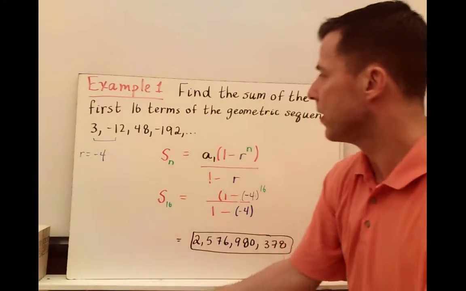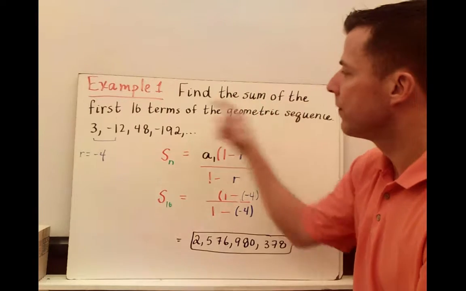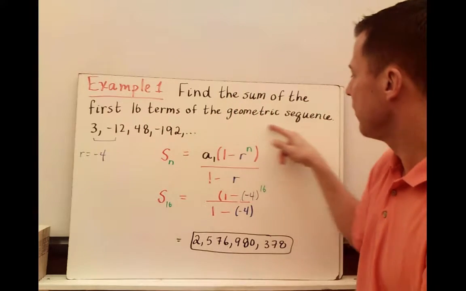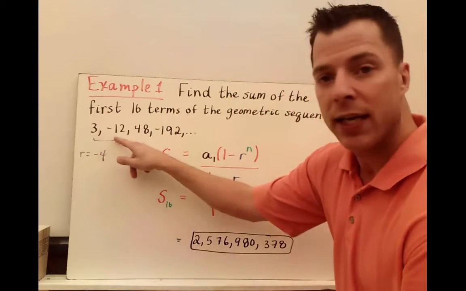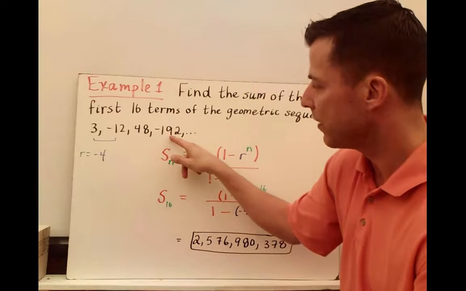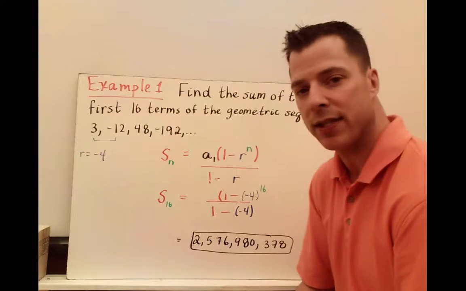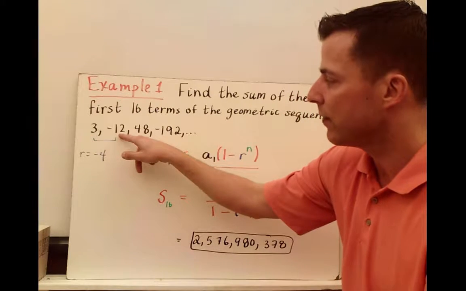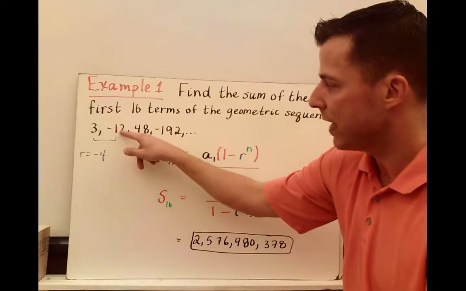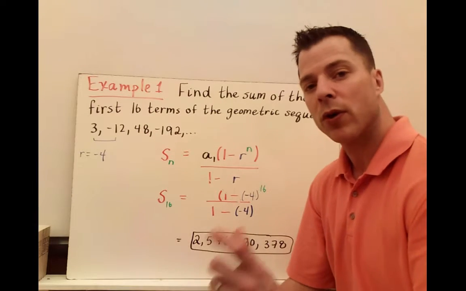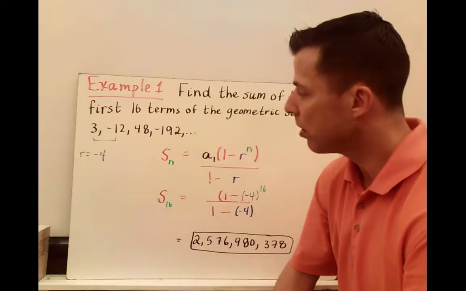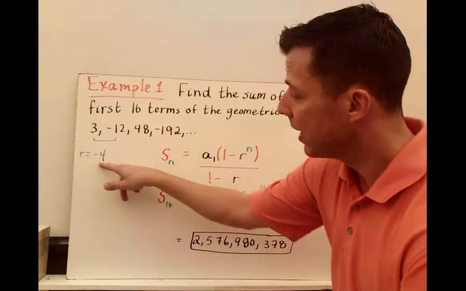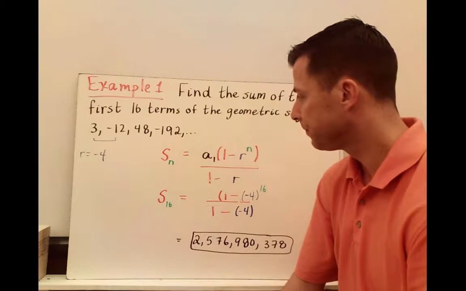Now we have two examples for you today. Find the sum of the first 16 terms of the geometric sequence 3, negative 12, 48, negative 192, and that pattern is going to continue. Now, I highlighted here from 4 to 12 is negative 4, so you have positive, negative, positive, negative. So we're going to have a negative r value, and that's okay to have. And that r value is negative 4.